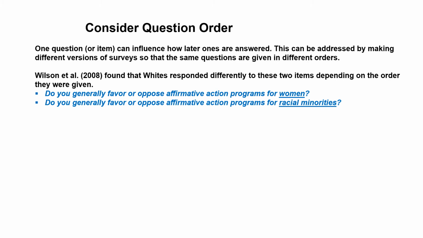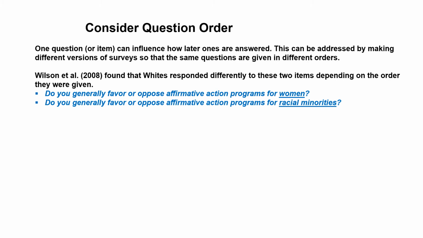So consider, if you're worried about this, that you give some participants the questions in one order and other participants the questions in another order. For instance, in one study, they found that different people responded differently to two items depending on the order they were given. First off, do you generally favor or oppose affirmative action programs for women? And do you generally favor or oppose affirmative action programs for racial minorities?